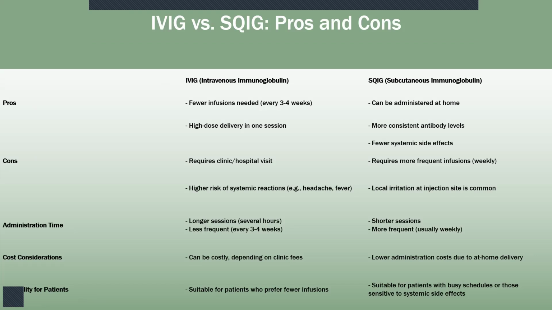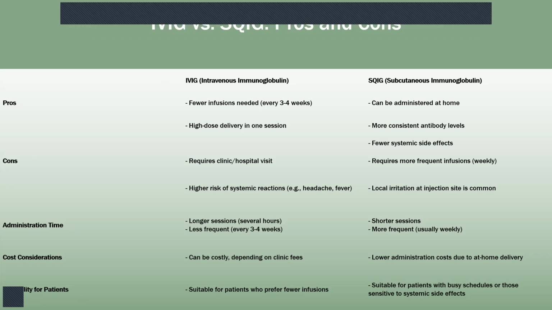This is great for people who need a fast treatment, that are in crisis and need to get their levels up. Cons of IVIG is that it requires hospital visits or going into the infusion clinic, and you're at a higher risk for systemic reactions because you're getting a higher dose. Administration times are several hours.